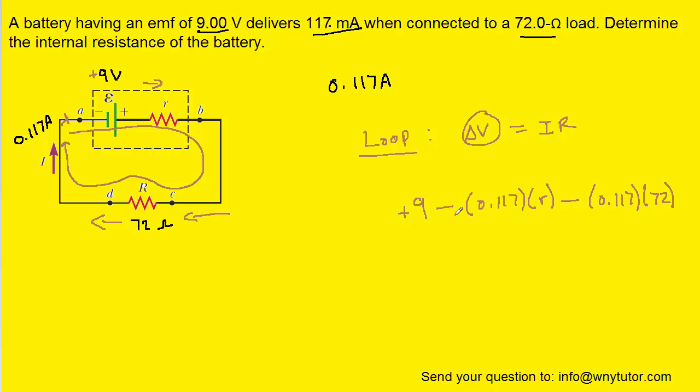Now, once you keep track of all those potential changes, you can set the total potential change equal to 0, and then we're going to be able to solve for R. Why don't we add the 0.117 R over to the left-hand side? We can combine 9 minus the 0.117 times 72. And then we'll divide both sides of the equation by 0.117, and when we do that, we can see that this internal resistance, or lowercase r, is equal to roughly 4.92 ohms. And so this would be the correct answer to the question.